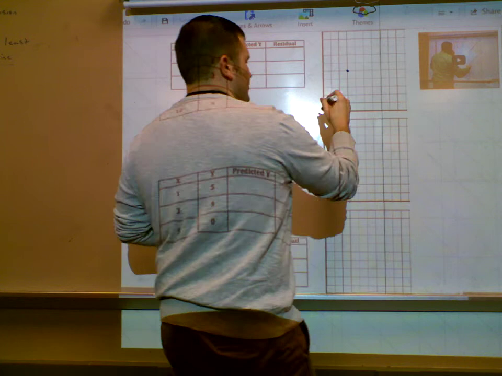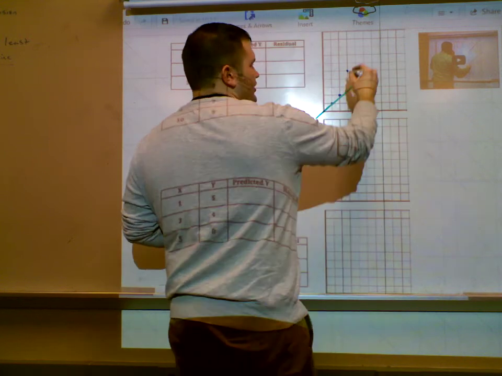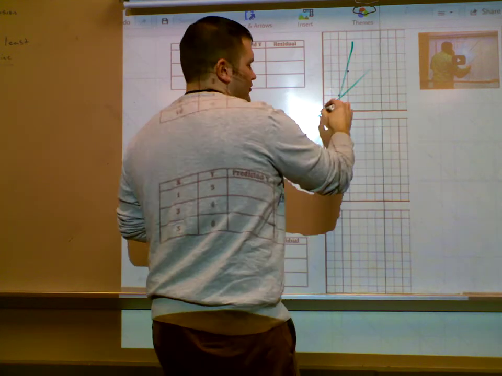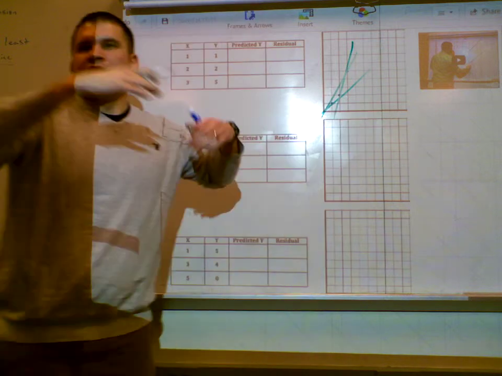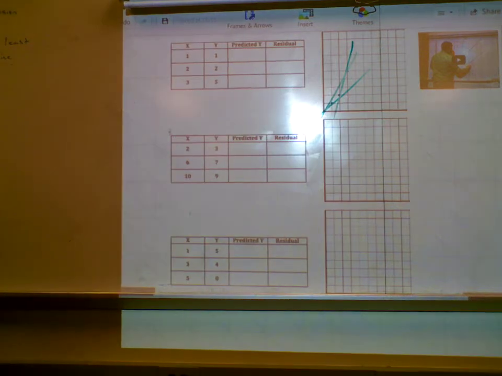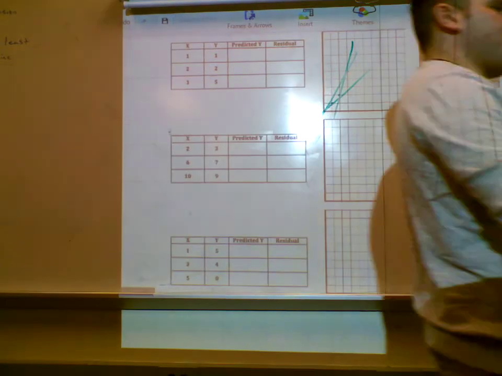Alright, so we plotted those points on there, and you guys drew a line of best fit, however you thought was best. Some people drew this line right here, connected those two. Some people drew this line, connected those two. Some people drew that line, connected those ones. But there were a whole bunch of different lines of best fit that you guys drew. And every one of you that drew that, you could use that to predict a certain line value.